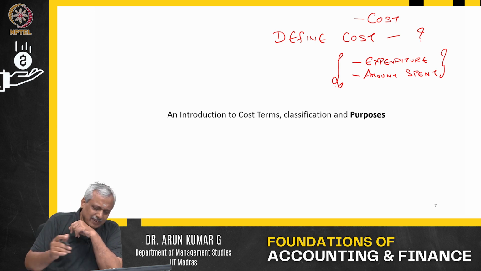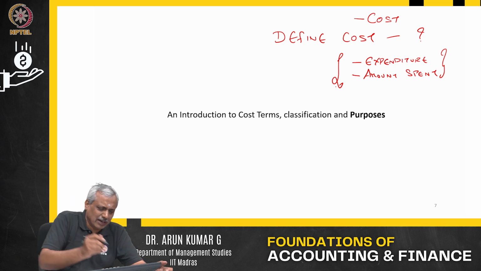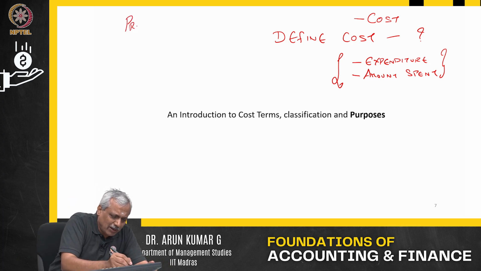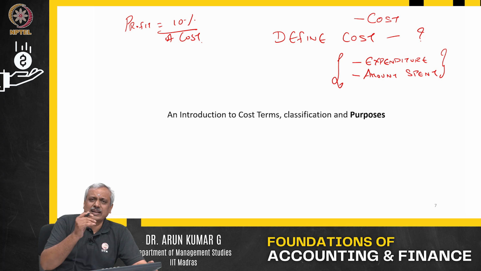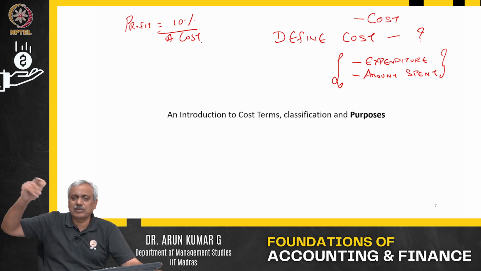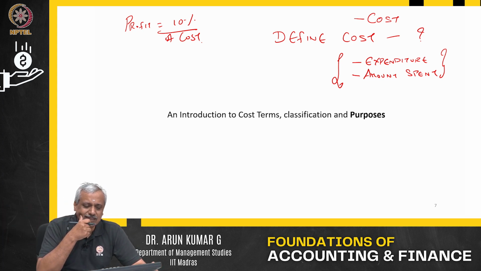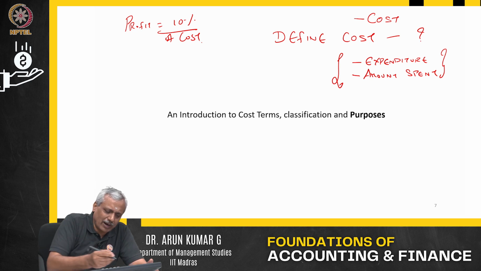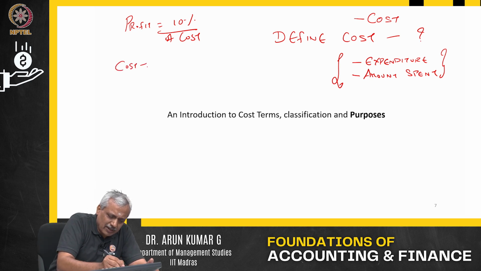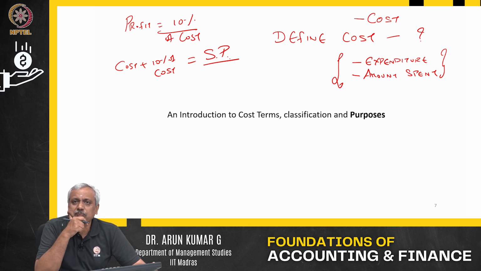When I want to sell the toy, I would say my profit requirement is, let us say, 10% of the cost. My profit is going to be 10% of the cost: I am just going to add 10% to the total cost of making the toy and arrive at the selling price. So, cost plus 10% of the cost is equal to my selling price, and that is what I want to do.